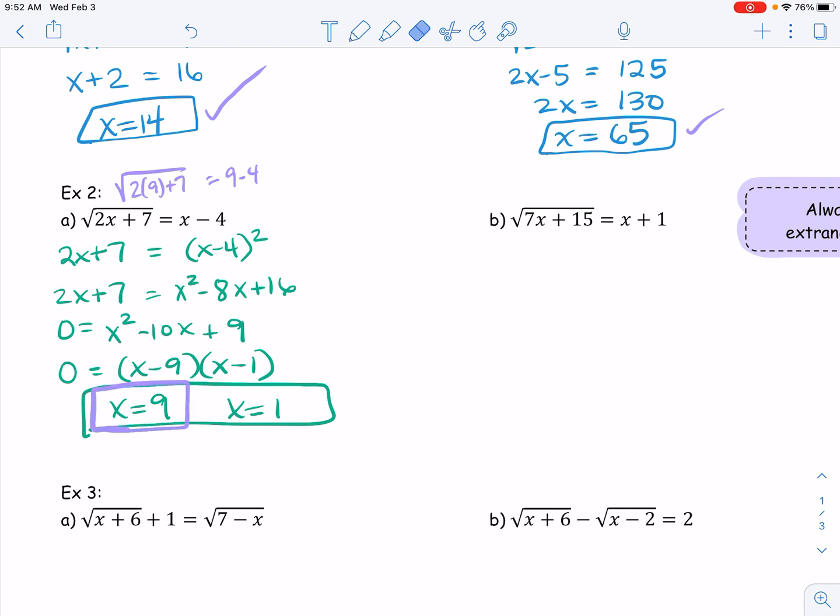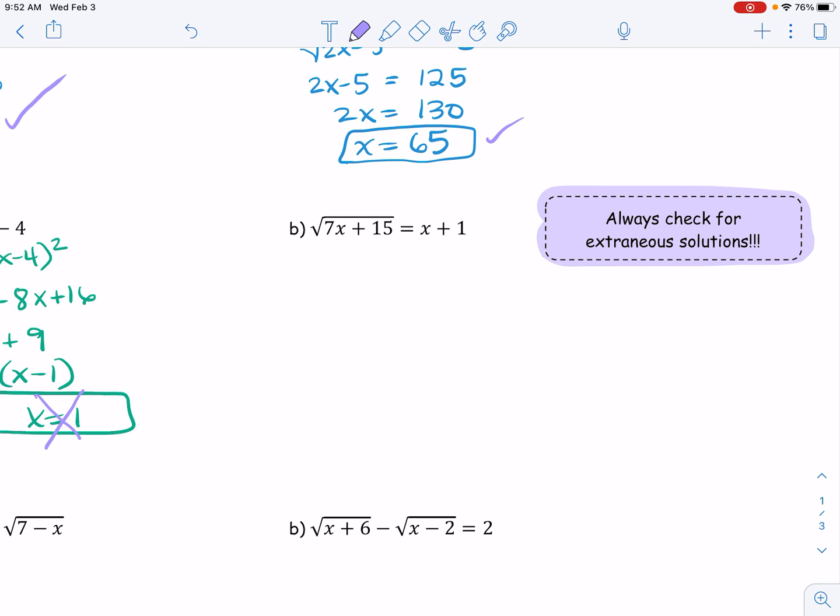Now let's try 1. 2 times 1 is 2. 2 plus 7 is 9. The square root of 9 is 3. And then this is now 1. What's 1 minus 4? A negative 3. Does 3 equal a negative 3? No. So that means 1 is an extraneous solution. Okay.